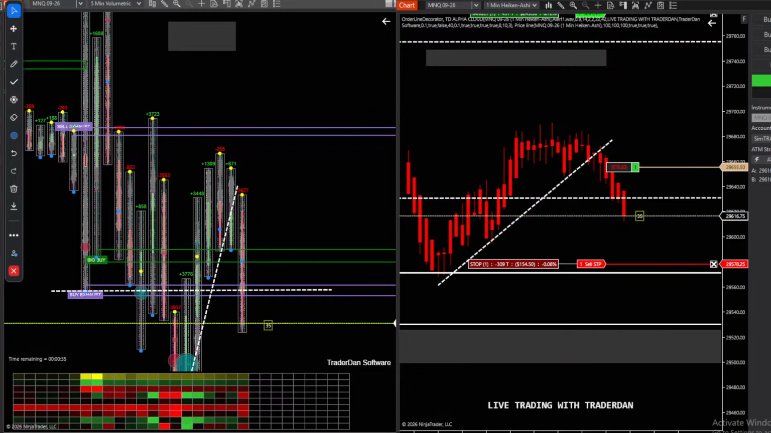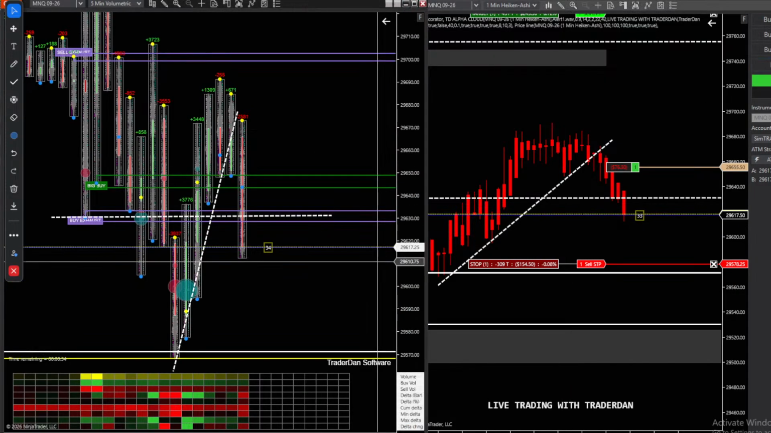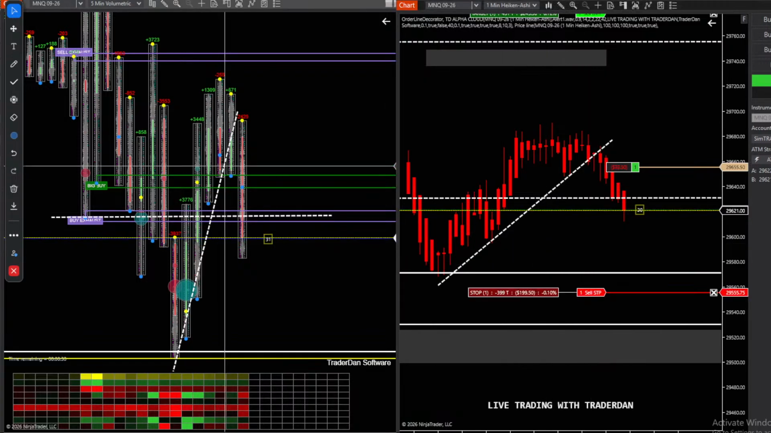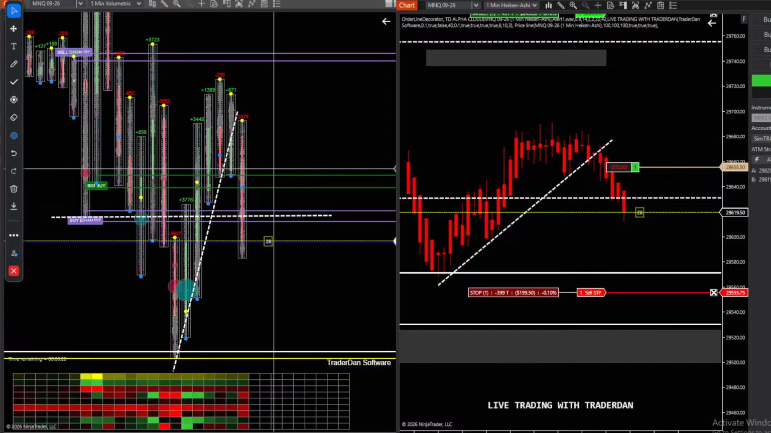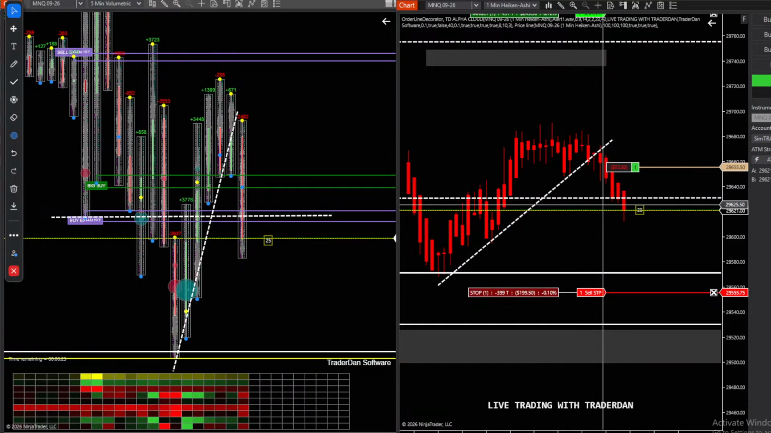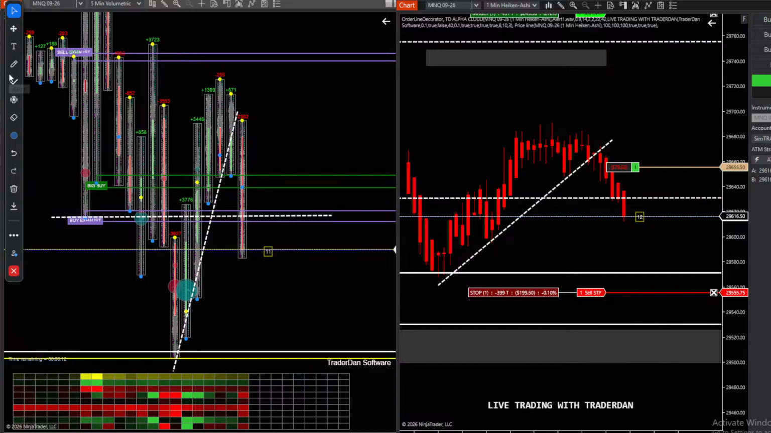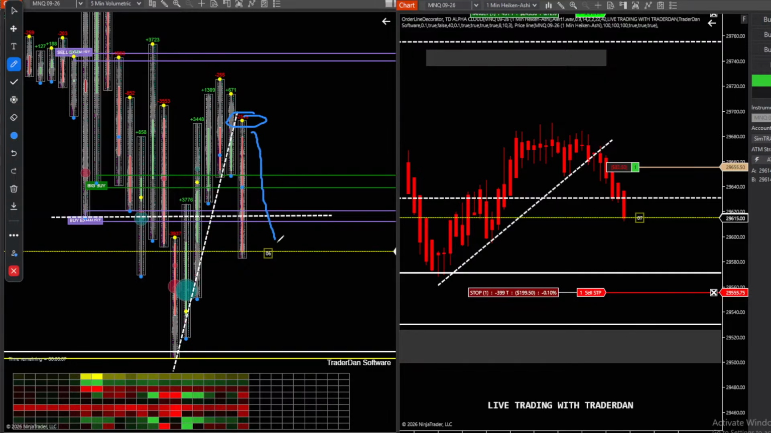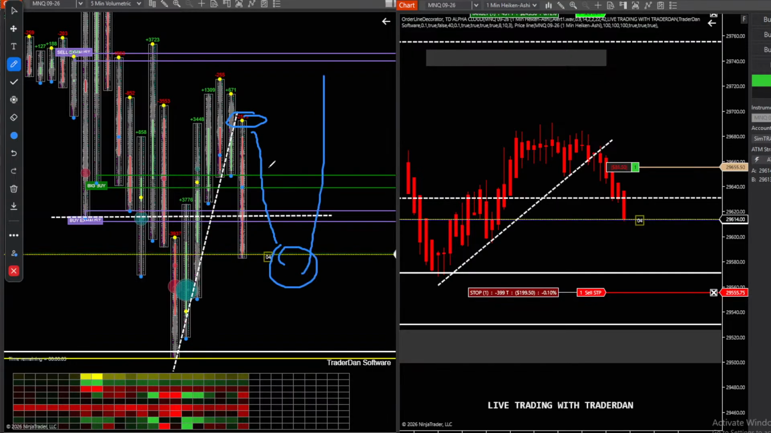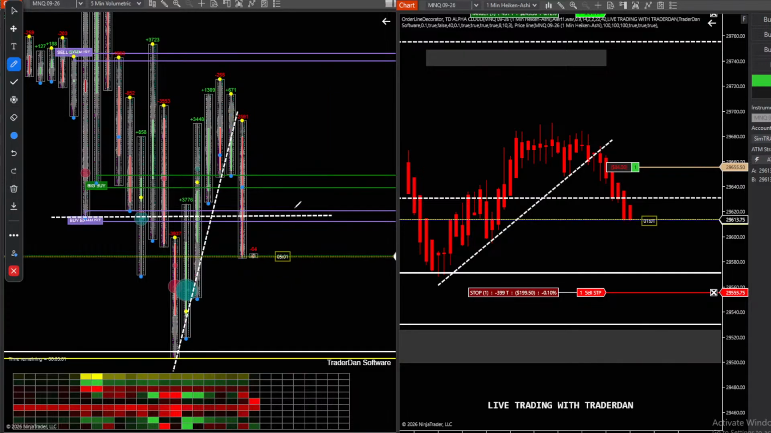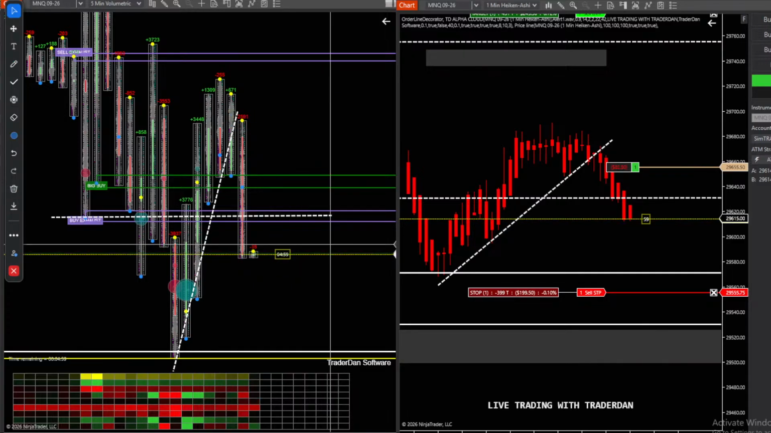Can we get a rejection here? It does not look like we're going to. I don't see the seller box yet. It may be coming in here. We're in that area where, hey, are we putting in more sellers here so we could buy it back up? It doesn't look like that's going to happen.